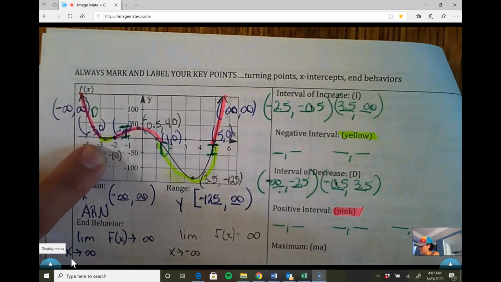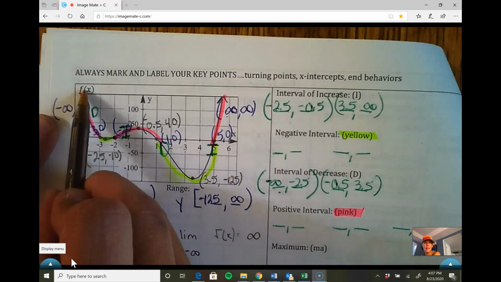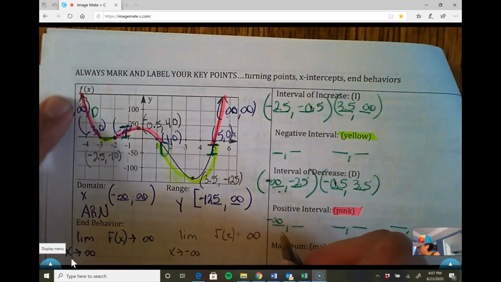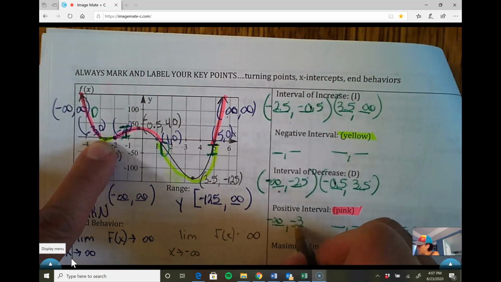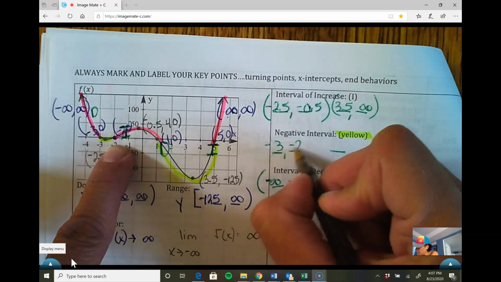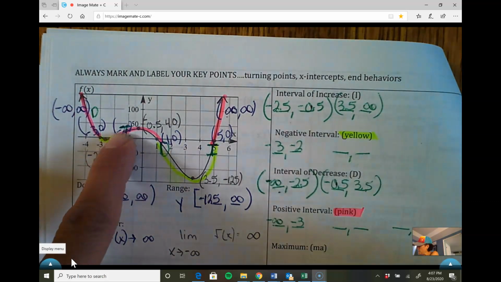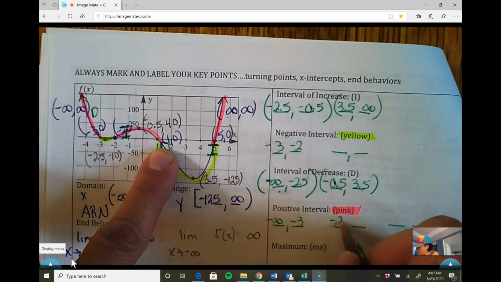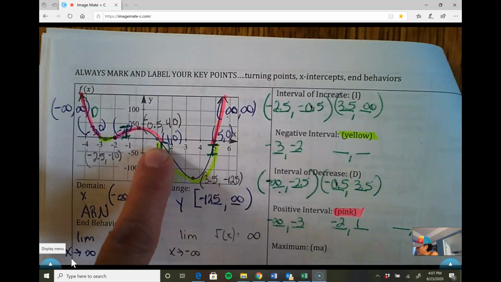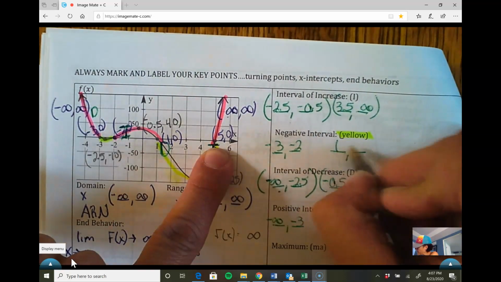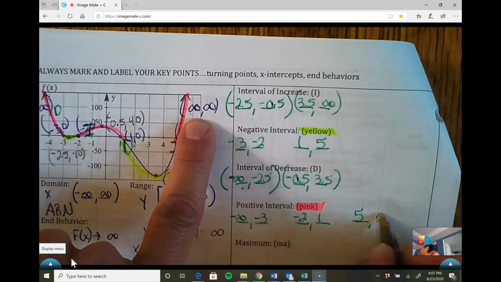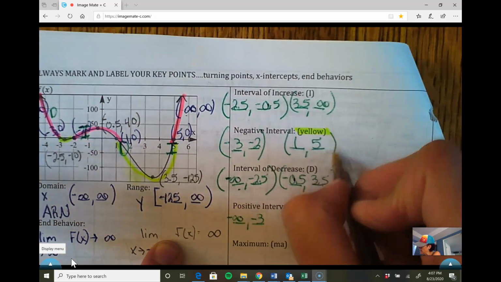So let's start with our positive stretch. It starts at negative infinity, again, until we get to that x-intercept, negative 3. So positive from negative infinity until I hit the negative 3. And then it becomes negative. So from negative 3 until that negative 2, it's a negative interval. And then from negative 2 until I get to 1, that's positive. Remember, I'm only using the x values. And then another negative stretch, so it starts at 1 and goes till 5. And then I have my last positive stretch of 5 to infinity. And again, always parentheses.